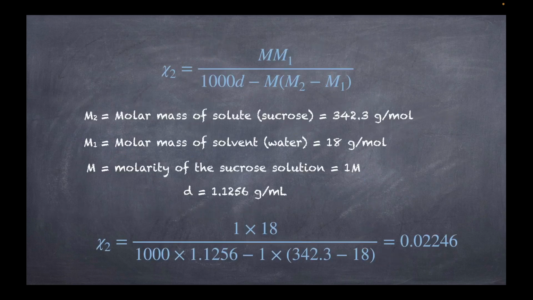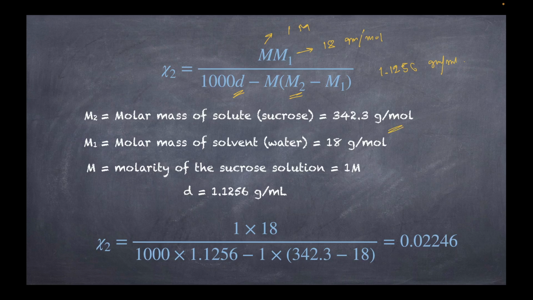If you see the question carefully, capital M, that means molarity of the solution, which is 1 molar, it is given. Capital M1, that means molar mass of the solvent, that means water in our case, we know the value, 18 gram per mole. D means density of the solution, we know, 1.1256 gram per ml. Again M2, that means molar mass of the solute, that means sucrose in our case. So M2 is also given, 342.3 gram per mole.